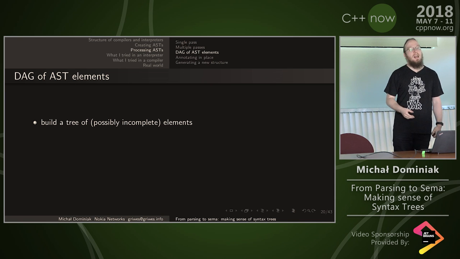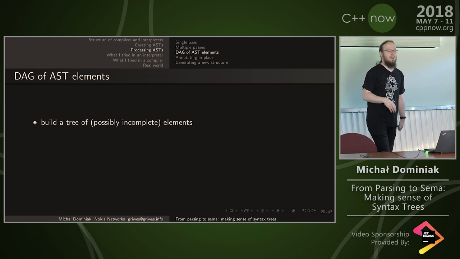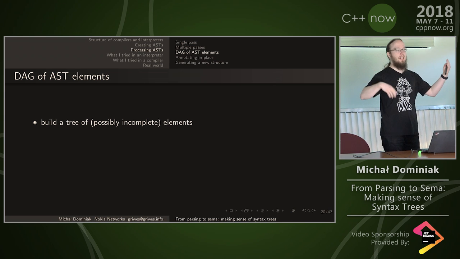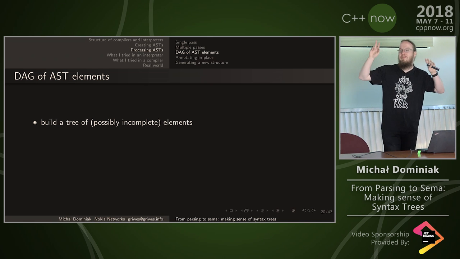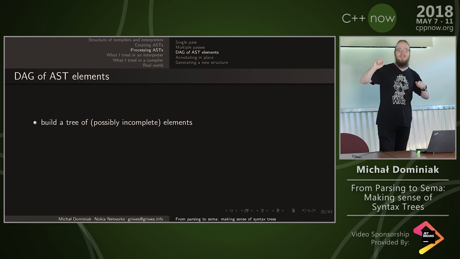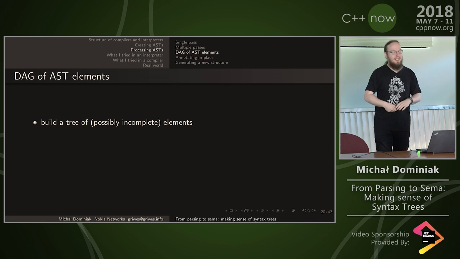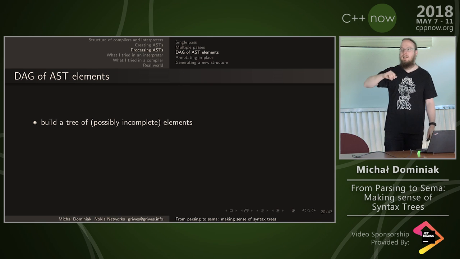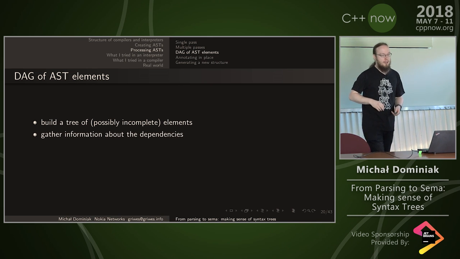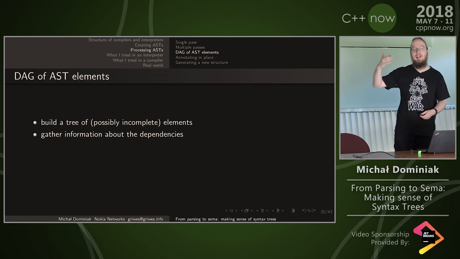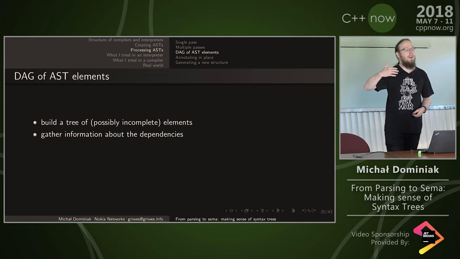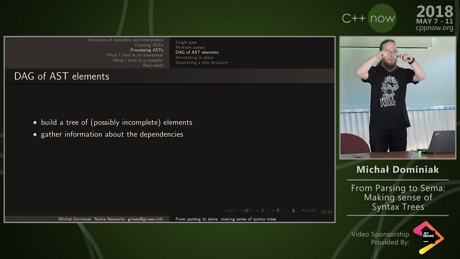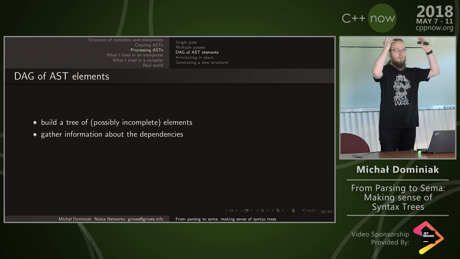All right, and another way that is vastly different from the previous two is to somehow build a tree of elements that are partially constructed, even though this is mostly not the right term here. You can map the AST into something else or start annotating the AST. You gather the information about the dependencies of each node and tell those dependencies to analyze themselves, and you go until you reach some leaf nodes and you go back up.